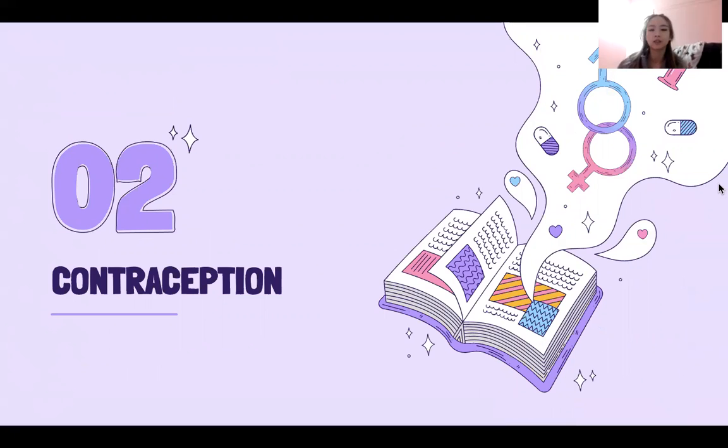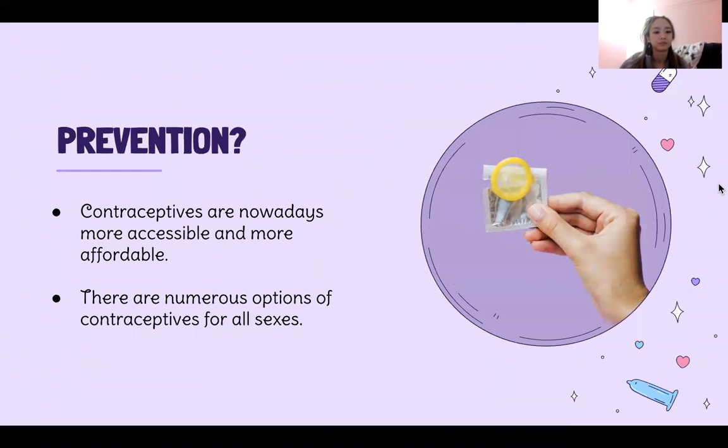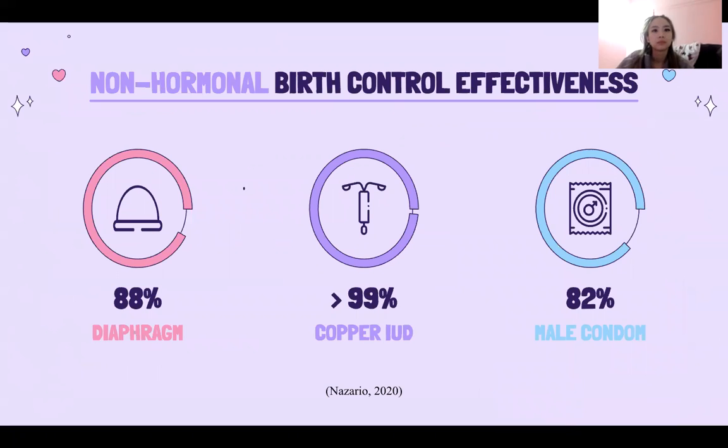So next is contraception. Contraceptives are nowadays more accessible and more affordable. There are numerous options of contraceptives for all sexes. And these are some of the most common non-hormonal contraceptive methods. So the diaphragm is 88% effective. The copper IUD is over 99% effective, and the male condom is 82% effective.